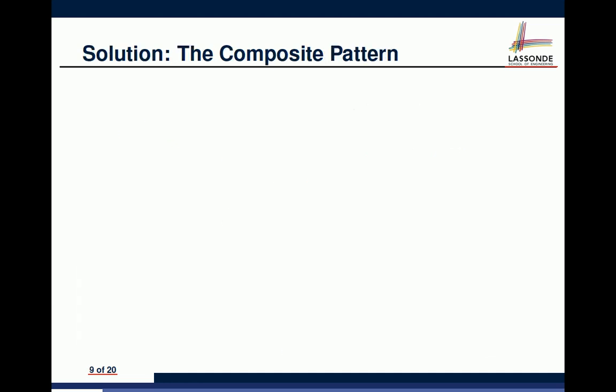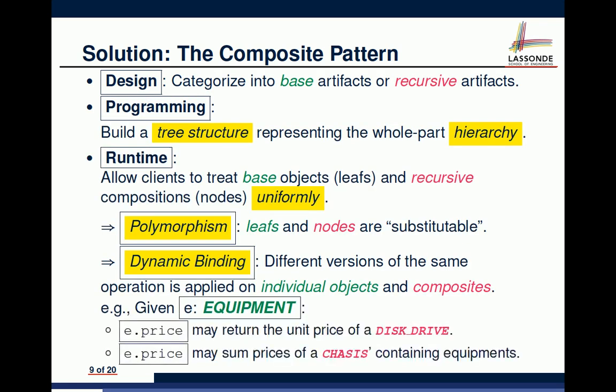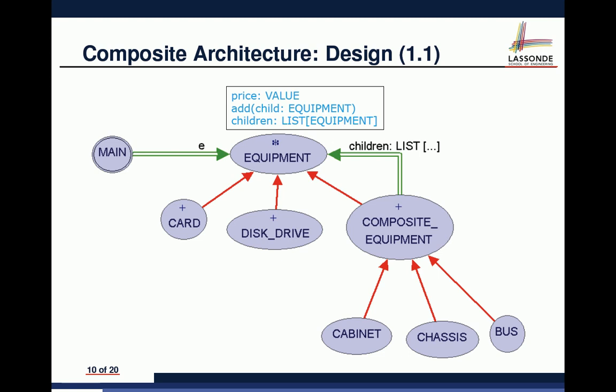Now I will go to the composite pattern over here. This slide pretty much summarizes what's going to happen when polymorphism and dynamic binding all work together. It wouldn't make much sense right now, so I'll rather go over this slide at the end. Let's skip it for the moment and go directly to the design.